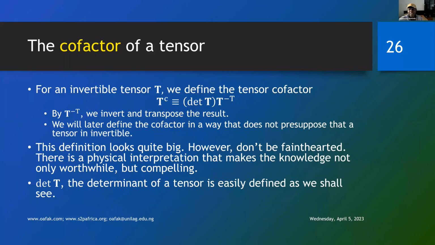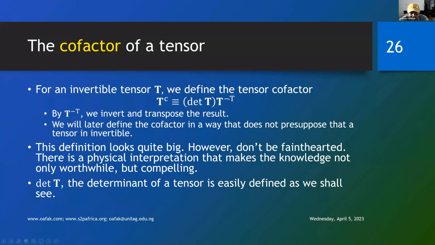Now, we begin on this page, and we are now discussing the cofactor of a tensor. We have talked about the transpose, the inverse, and we talked about symmetry. Now we are talking about the cofactor. To get the cofactor of a tensor, you have to do 3 things. You first of all have to take the determinant of the tensor, which we will define in this class. What is the determinant of a tensor? We will define that. And then you take the inverse of the tensor and transpose it.